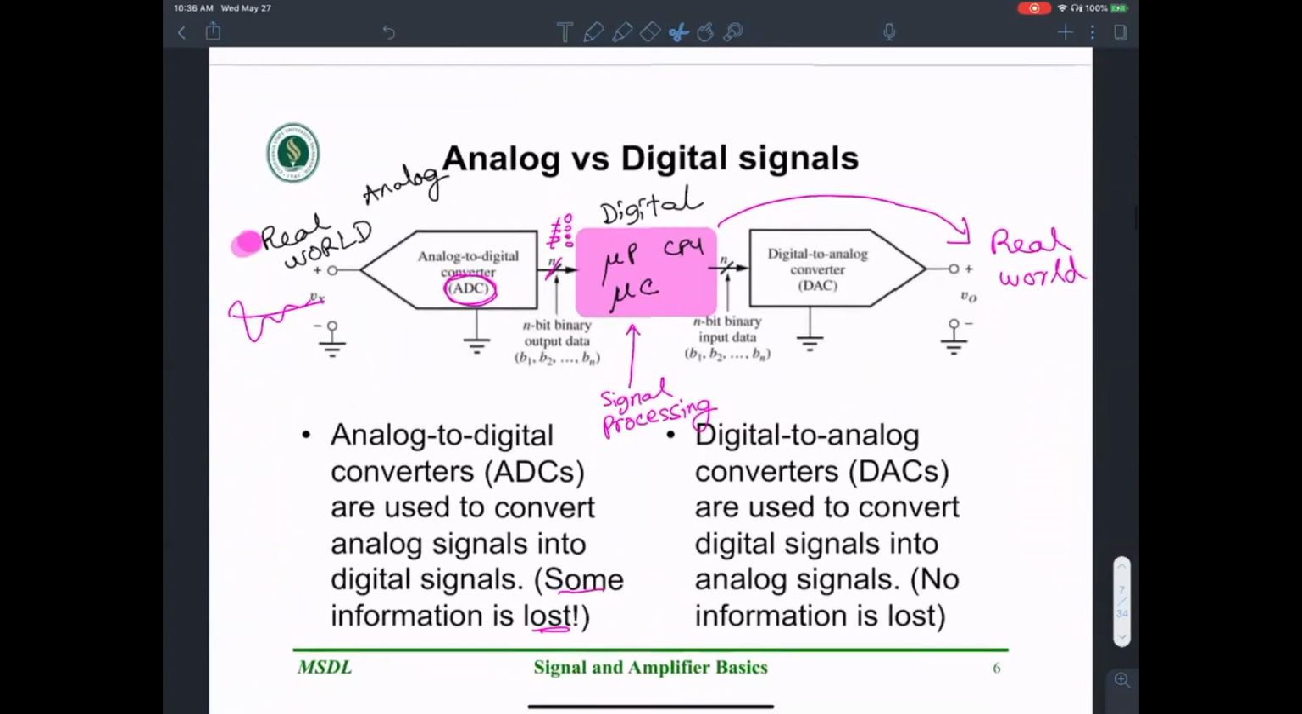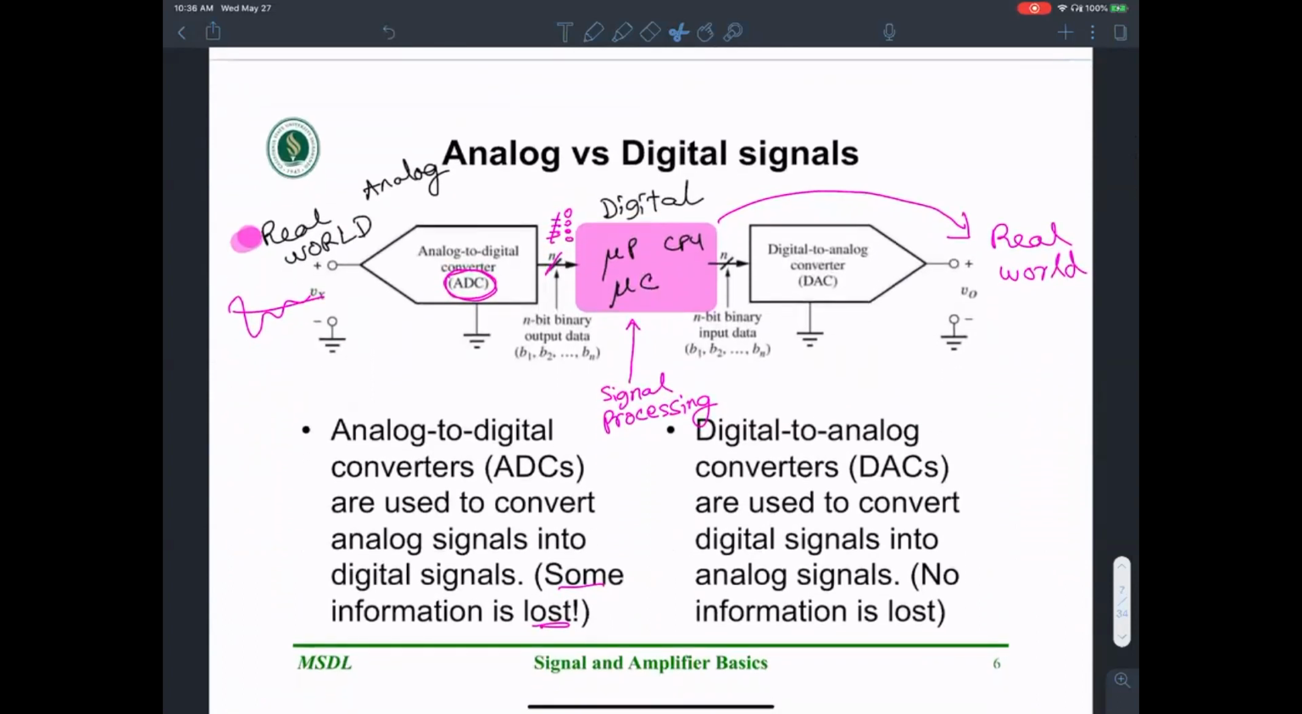So we looked at what constitutes an analog signal and analog to digital conversion. Most of the signal processing is done in the digital domain, and then there is the digital to analog converter to convert your signals back into the real world.